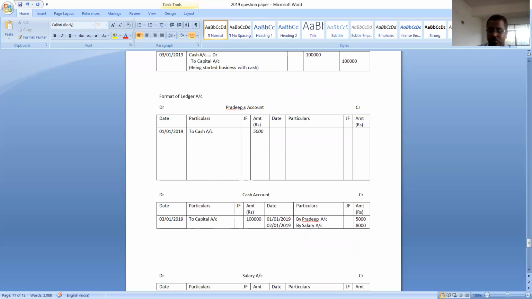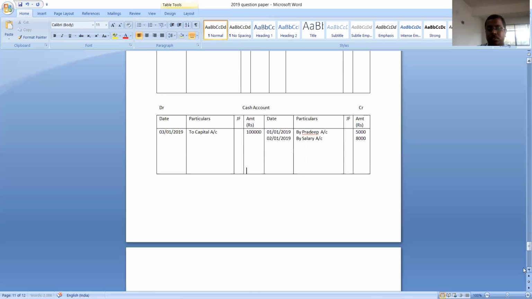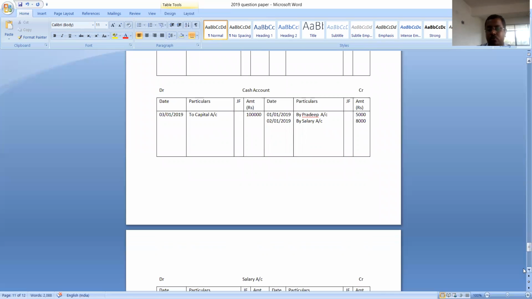Understood? Okay. So I was telling you that every transaction will affect a minimum of how many accounts? They will affect a minimum of two accounts. So the journal entry was: cash account debited to capital account. Are you getting my point? That is the reason here we recorded the transaction on the debit side of the cash account.